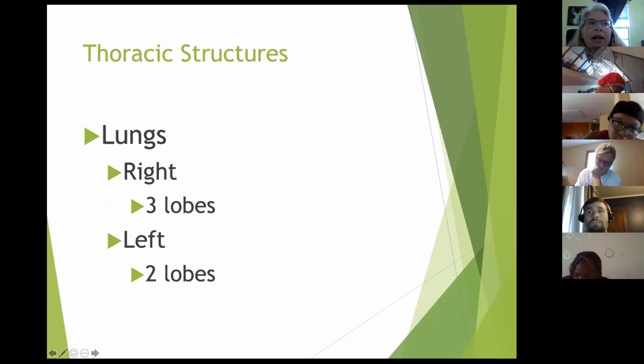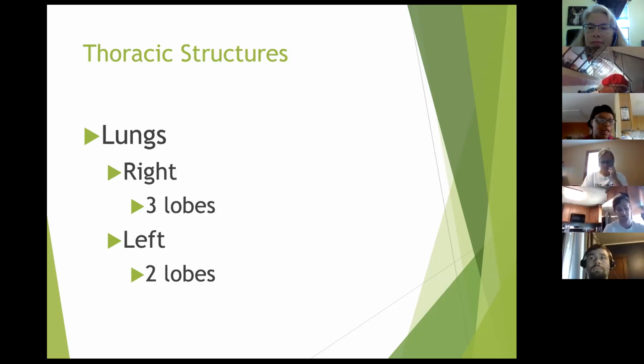Okay, so why does our right lung have 3 lobes and our left lung only has 2 lobes? Our heart is on our left side of our body, so there's not as much space. Correct. The heart is on the left side of the body, so there is not as much space on that left side. So that's why your right lung has 3 lobes and your left lung has only 2, because it has to make room for the heart.